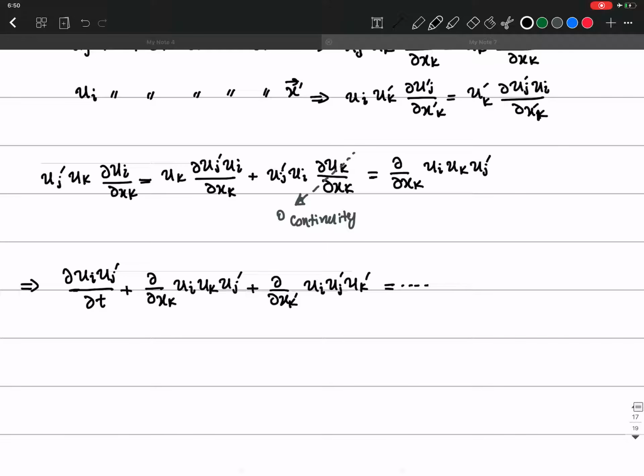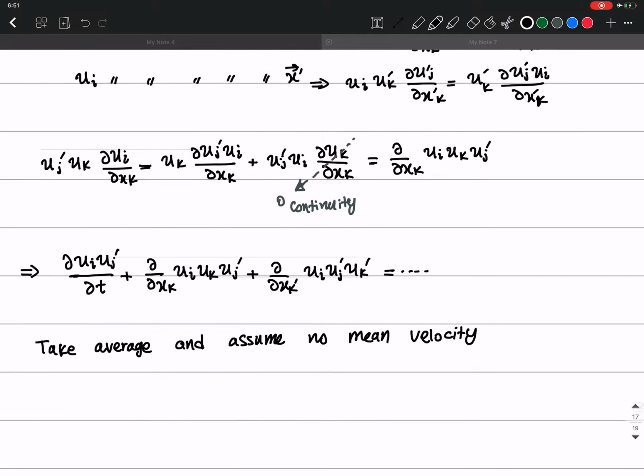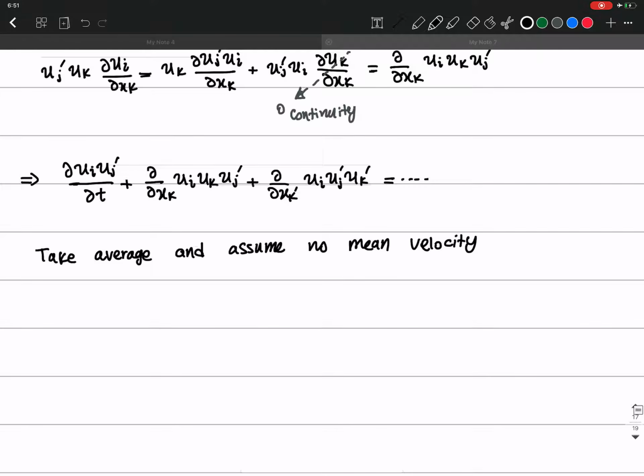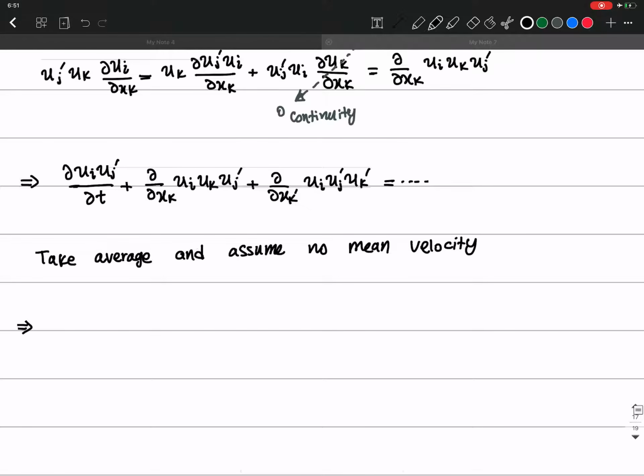So now I take an average, and assume that there is no mean velocity in the flow. It's homogeneous turbulence, right? With homogeneous turbulence, you can assume that there is no mean velocity in the fluid. It's just a turbulent flow, okay? So if you assume that, then what we are going to get is as follows.